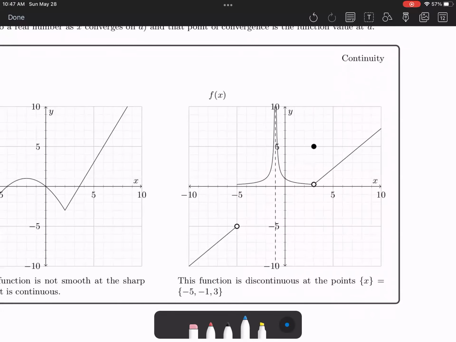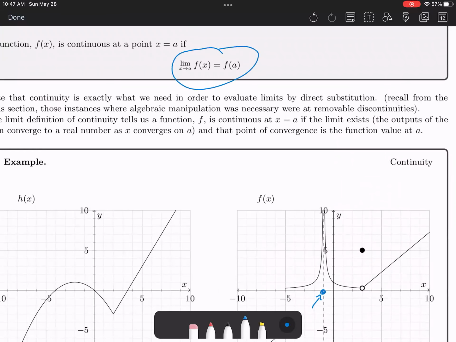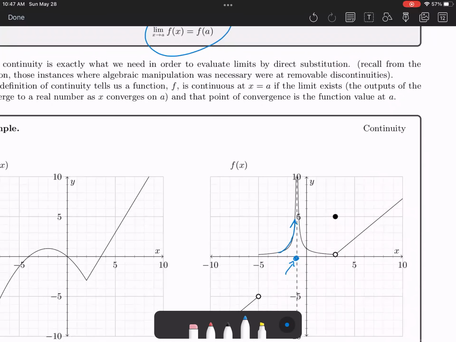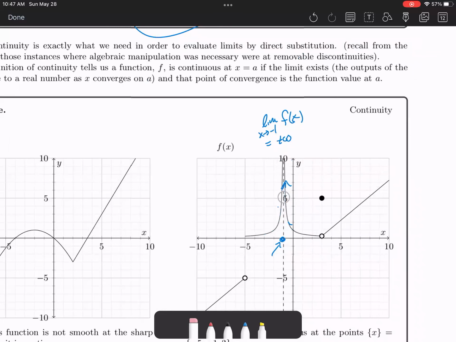We also say that this is discontinuous at x is equal to -1. So there's x is equal to -1. And we can see that we have a non-removable discontinuity there, a vertical asymptote. So this is not continuous. Why does it fail this definition here? For the same reason, the limit does not exist there. From the left, you get positive infinity. From the right, you get positive infinity. So the limit of f of x as x approaches -1 returns positive infinity. That is not a real number. The limit does not exist there. Therefore, the function is not continuous.